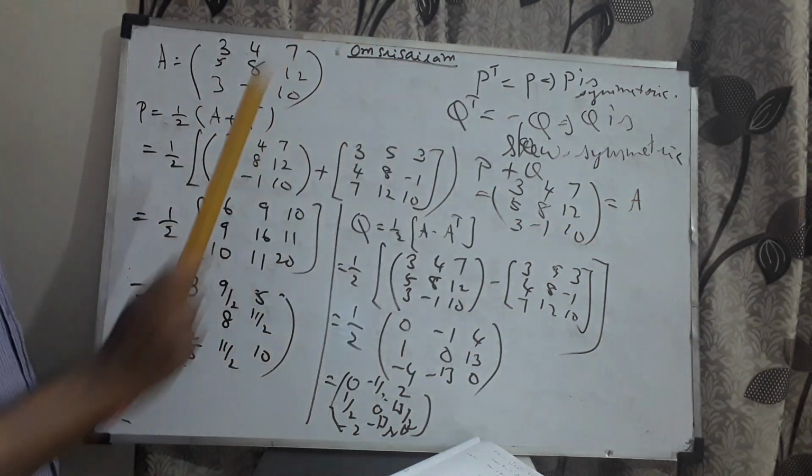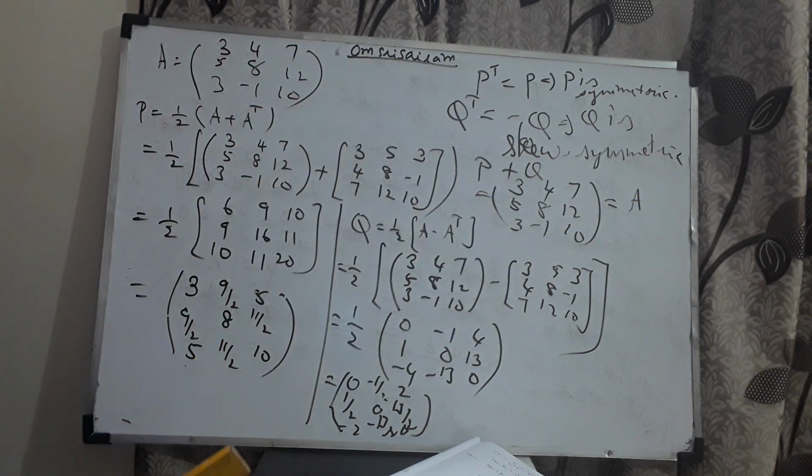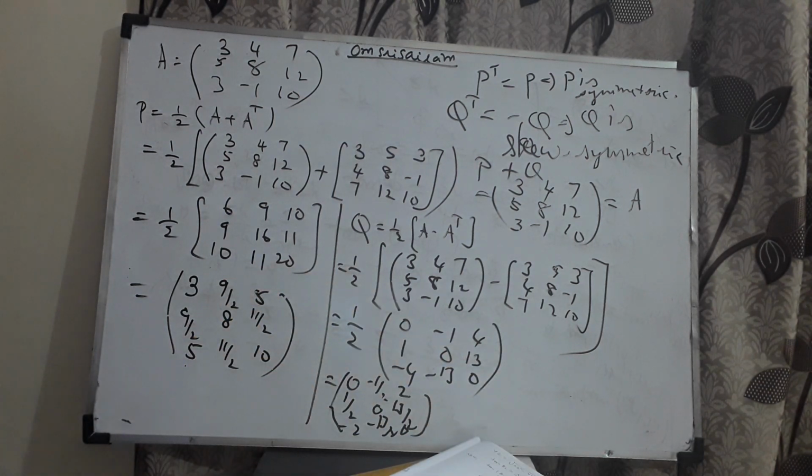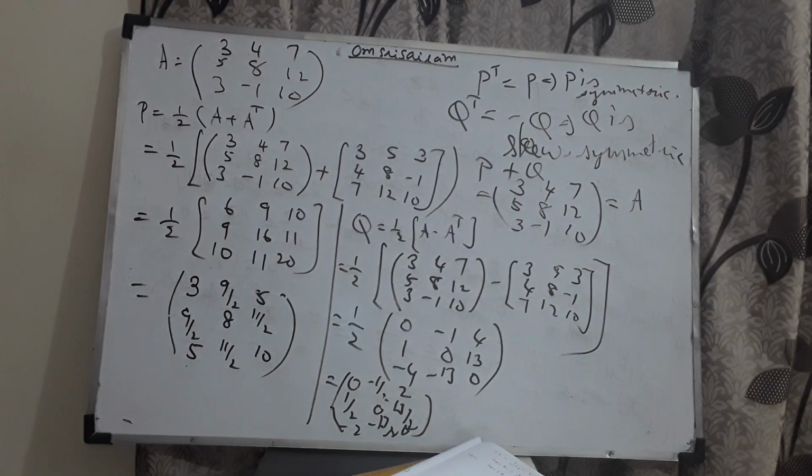I am getting A, and I give the conclusion. Thus A is written as a sum of a symmetric matrix and a skew symmetric matrix. That is what I am supposed to give as the conclusion at this end.